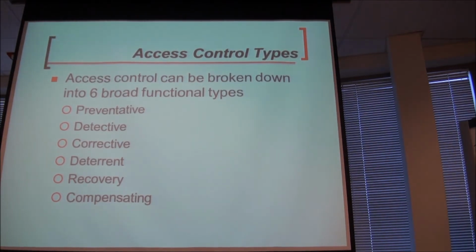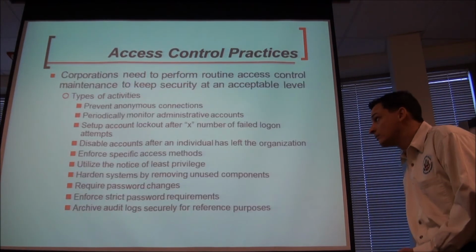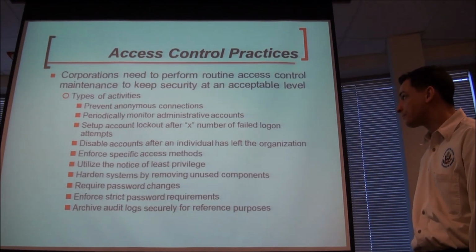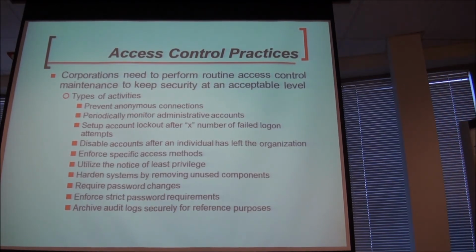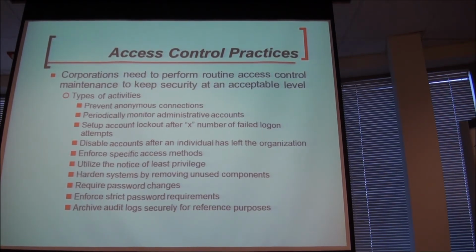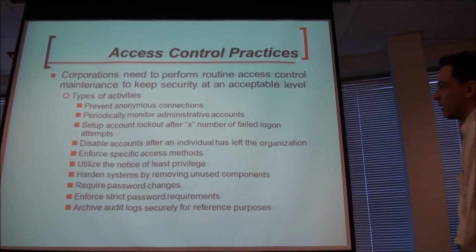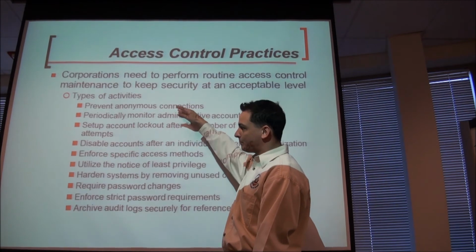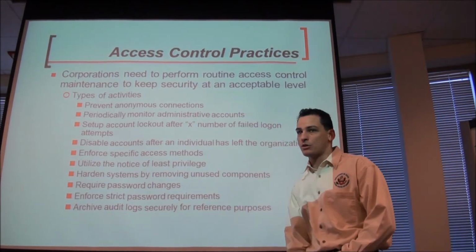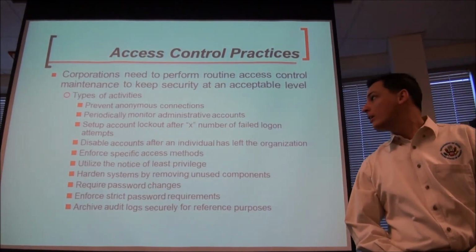So now how important is this on a scale of 1 to 10? About a 10. All right. So corporations need to perform routine access control maintenance to keep security at an acceptable level. So types of activities, some things that make sense here. Let's pick two or three out of these and go over them.